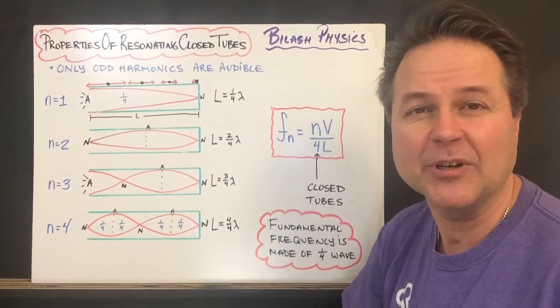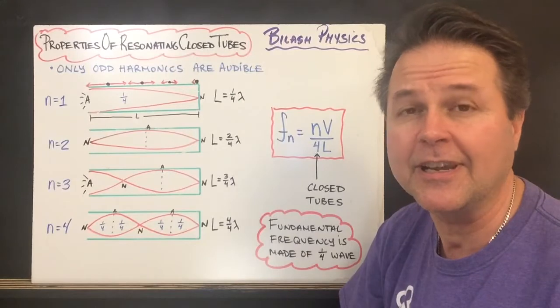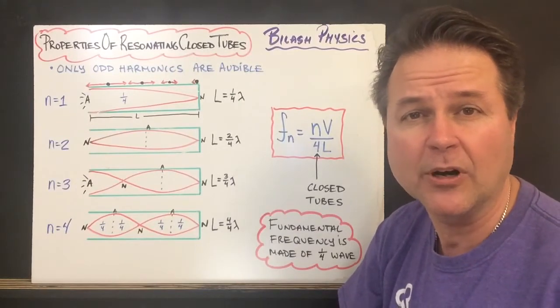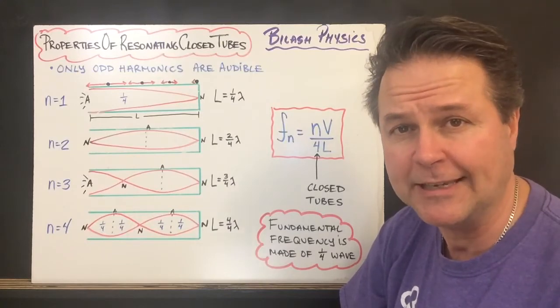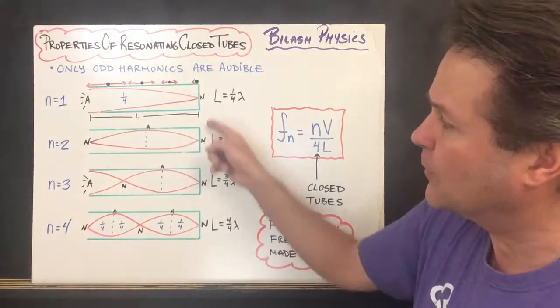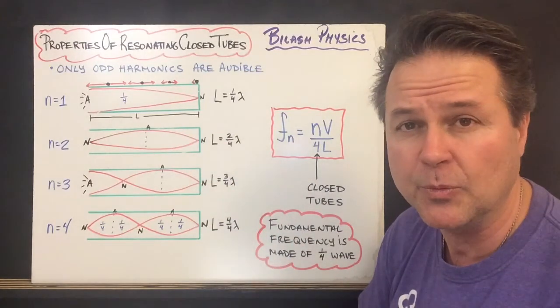In this lesson, I'm going to discuss how closed tubes resonate. As you go through this lesson, I'd like you to compare and contrast what you've learned in the lesson regarding open tubes as well as the lessons regarding resonance of strings. Right here I have 4 diagrams depicting the first 4 harmonics of closed tube resonance.